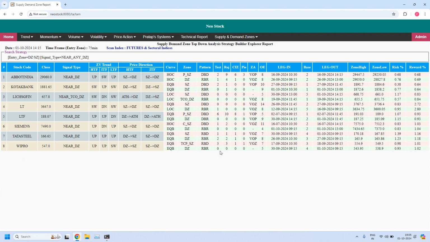Let's identify any high liquidity zones from this list. No, we don't have any high liquidity. High liquidity means high priority, high liquidity demand zones. So in the 75 minutes time frame we did not find any high liquidity demand zones.